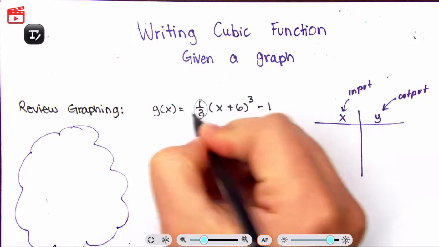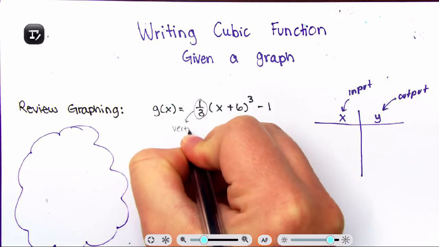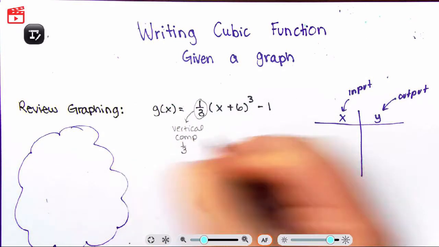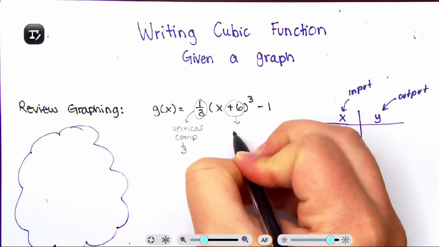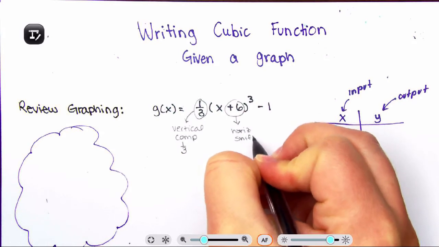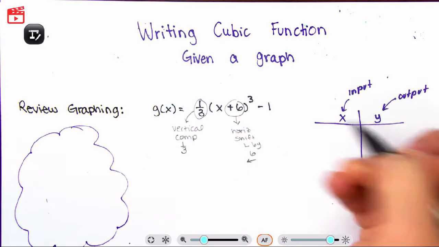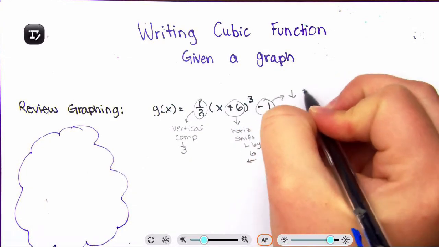I have a 1/3. That means I have a vertical compression by 1/3. I have a plus 6 on the inside. That means I have a horizontal shift left by 6. So I'm going left 6. And I have a minus 1 outside of the bubble. That means I am going down 1.